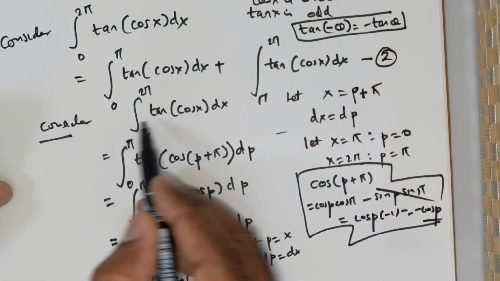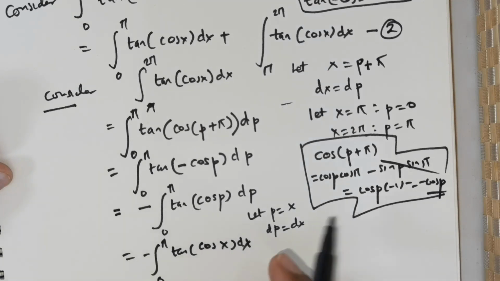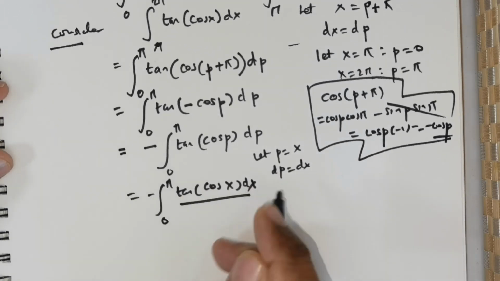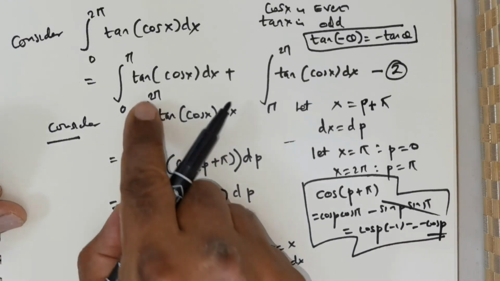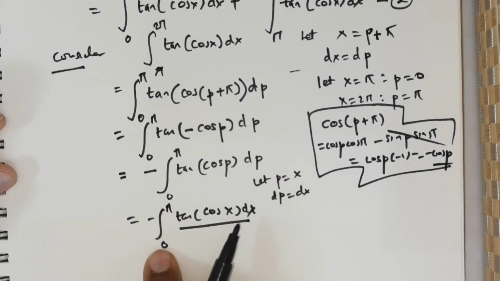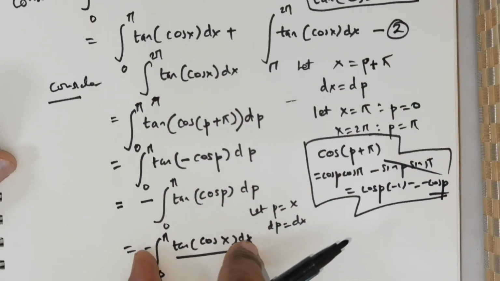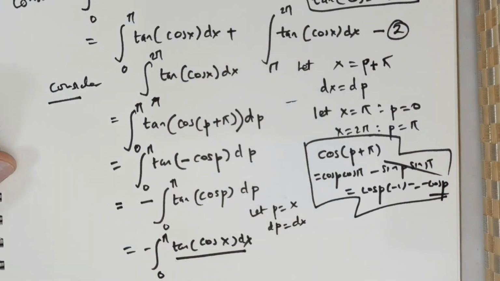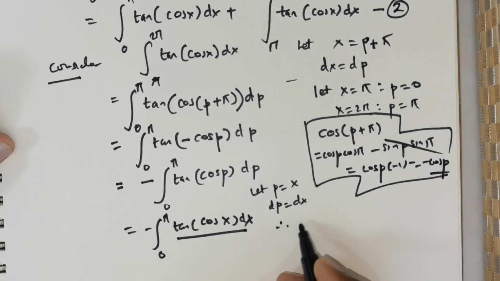Now I can go back. What did I do? I considered this part of the integral, and I have got this to be the answer: negative the integral from 0 to pi. We started with pi to 2 pi and we have ended up with 0 to pi. So let me go back to equation 2 and substitute whatever I've got here. That's exactly what I'm going to do.